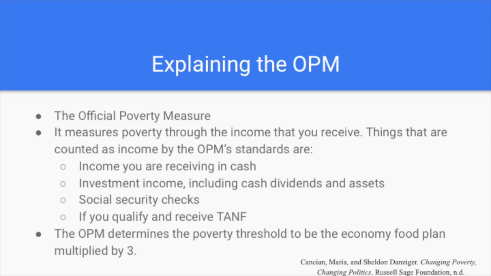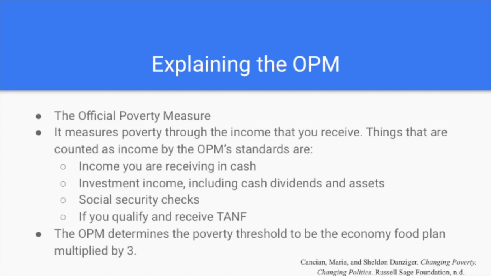Things that are counted as income by the OPM standards are income that you are receiving in cash, income in investments, including cash dividends and assets, Social Security checks, and if you qualify and receive TANF. TANF is Temporary Assistance for Needy Families.